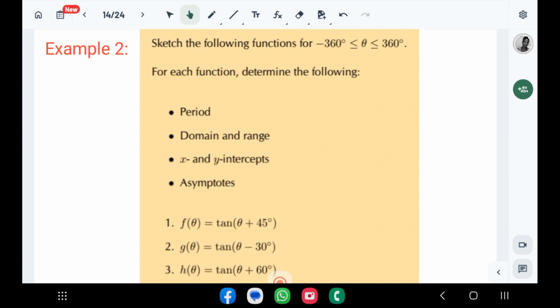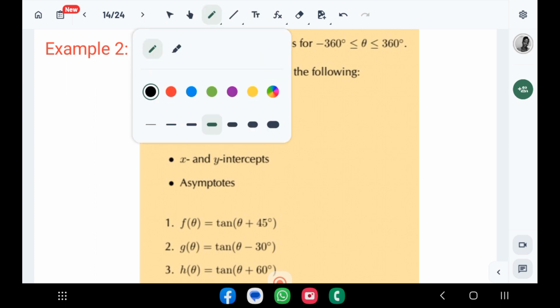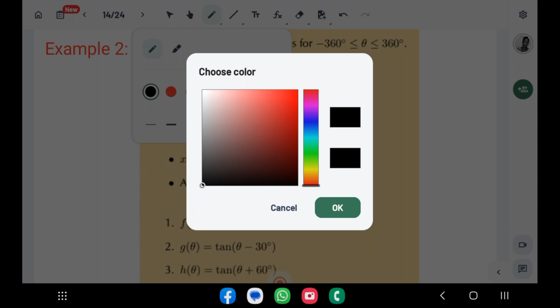Right, so the period is still the same. Let's keep that in mind. Period is still the same. Okay, let's change the color back to my favorite color.